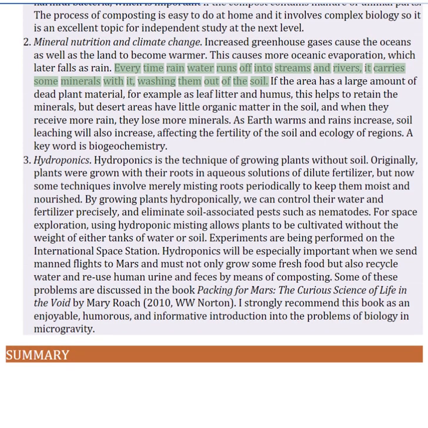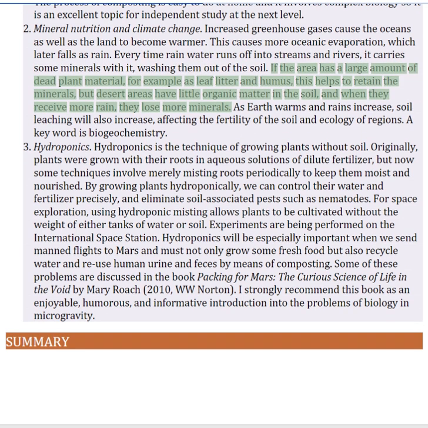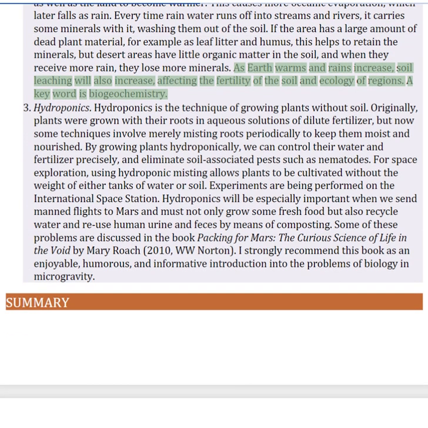Every time rainwater runs off into streams and rivers, it carries some minerals with it, washing them out of the soil. If the area has a large amount of dead plant material, for example as leaf litter and humus, this helps to retain the minerals. But desert areas have little organic matter in the soil, and when they receive more rain, they lose more minerals. As earth warms and rains increase, soil leaching will also increase, affecting the fertility of the soil and ecology of regions. A key word is biogeochemistry.